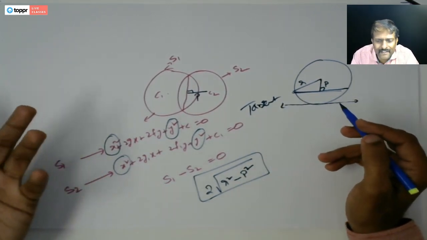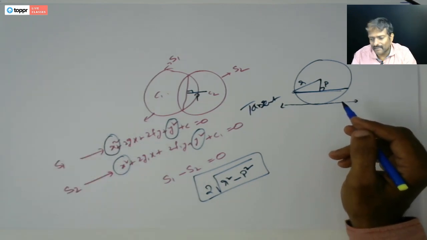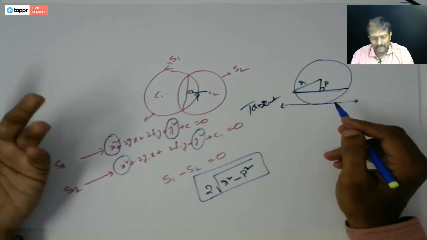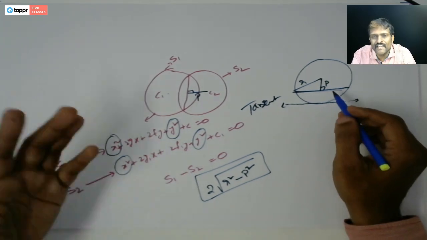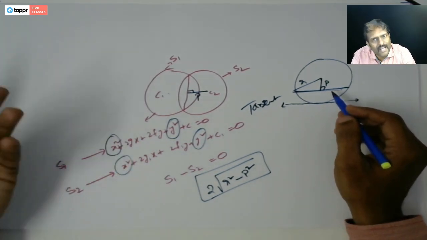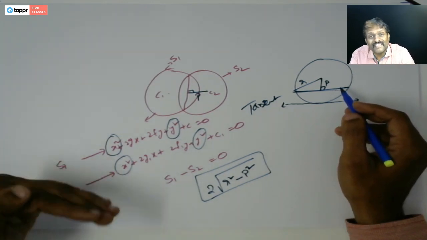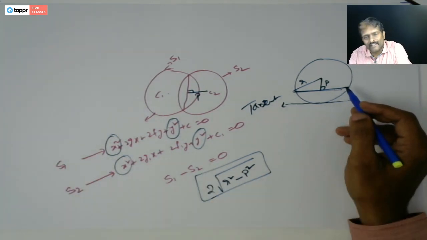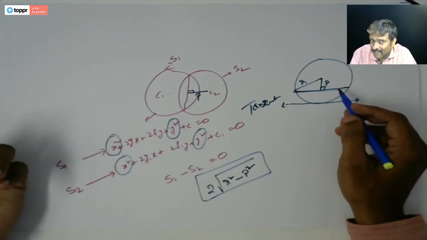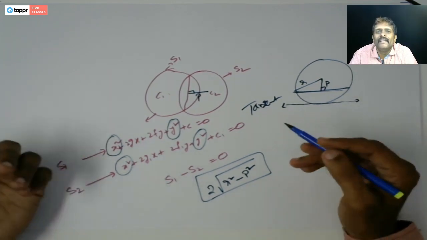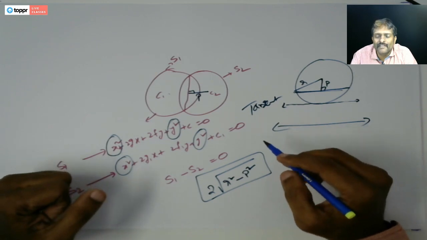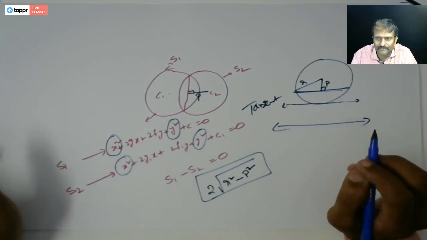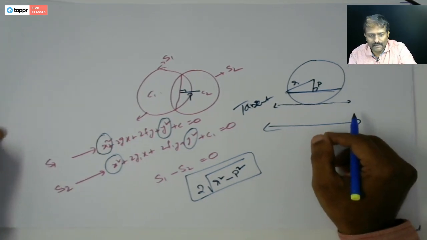So now the remaining cases are easily understood. When will it be a chord? If the distance is less than the radius, p is less than r, then it is a chord. If p is equal to r, it is a tangent. And if p is greater than r, then it is simply a line which has no relation to the given circle.